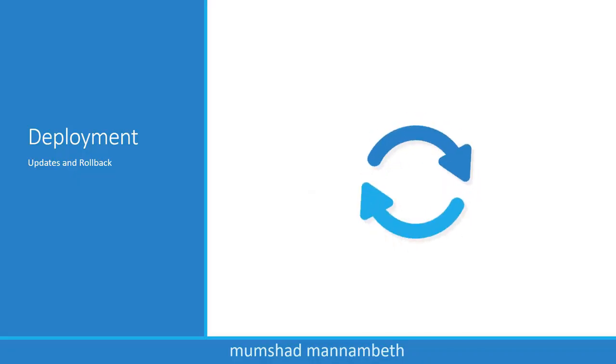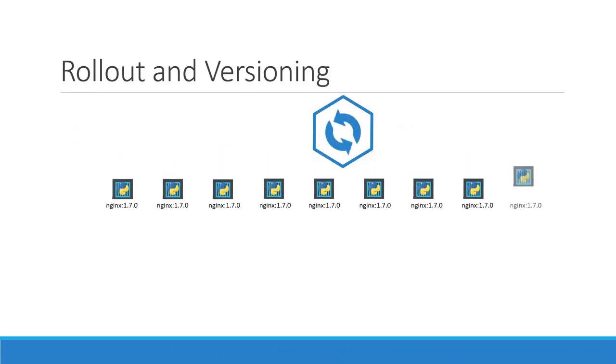Hello and welcome to this lecture. In this lecture, we will talk about updates and rollbacks in a deployment. Before we look at how we upgrade our application, let's try to understand rollouts and versioning in a deployment. When you first create a deployment, it triggers a rollout. A new rollout creates a new deployment revision. Let's call it revision 1.